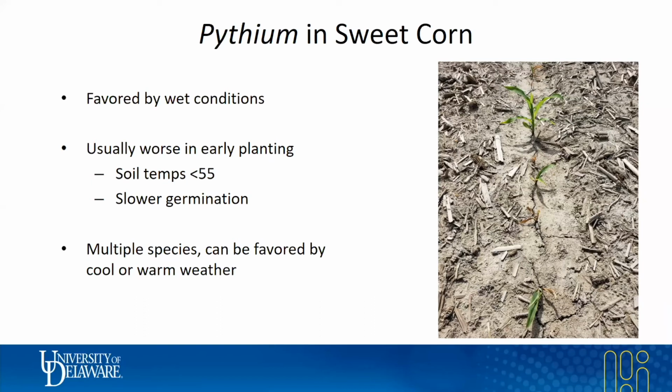Pythium is often favored by wet conditions. Historically, we see a lot of Pythium in lower areas of the field where water might pool a little bit more. And in the case of sweet corn, this is one that we usually have worse issues with in early plantings, especially if those temperatures are hovering around 55 for soil temp or a little lower.